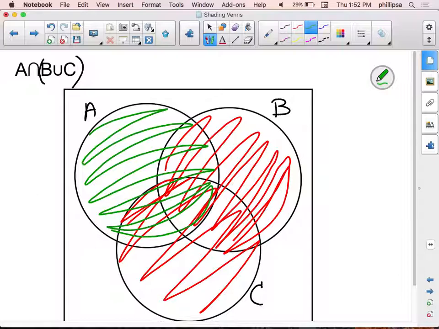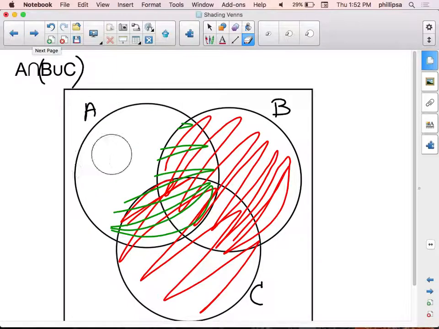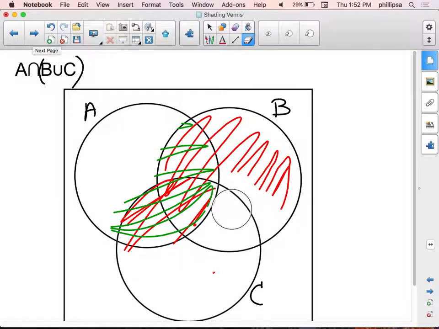Aliza, I got to erase some stuff because it was an intersection, okay? What did you always do when you saw an intersection? You erased everything that wasn't double shaded. You do the same thing. You do the exact same thing, right? I don't have double shading here. I don't have double shading here. Or here. Or here.